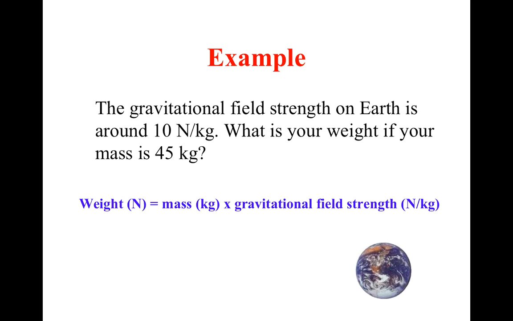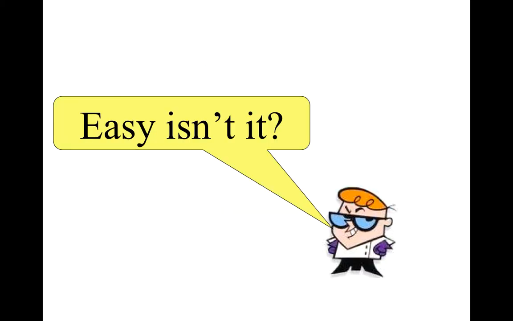So, for example, the gravitational field strength on Earth is around 10 newtons per kilogram. So what is your weight if your mass is 45 kilograms? Okay, so we can use the equation weight in newtons is equal to the mass in kilograms times the gravitational field strength. So my mass is 45 and I need to multiply that by 10, the gravitational field strength on Earth. So my weight will be 450 newtons. Okay, that's quite easy really.